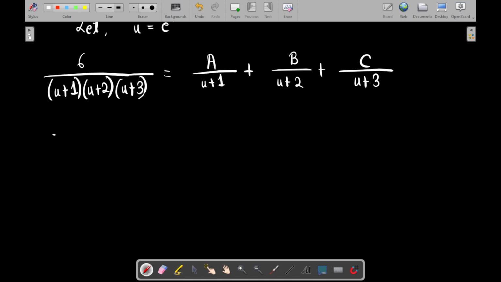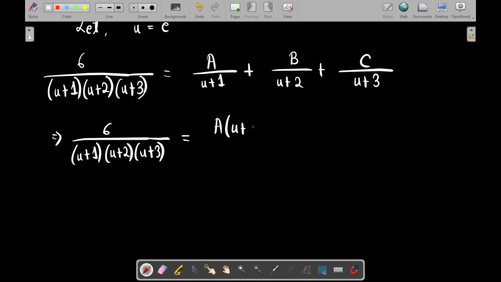So if we do the LCM on the right hand side, we get 6 divided by the product of u plus 1 times u plus 2 times u plus 3. This is equal to a times u plus 2 times u plus 3, because u plus 1 is there.